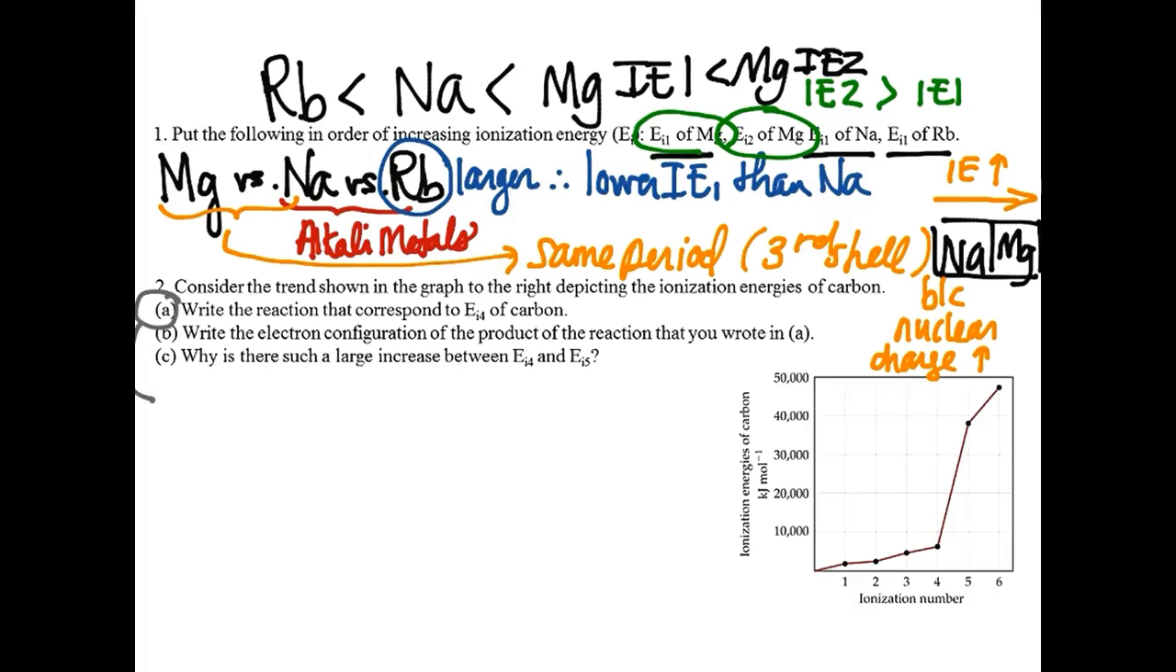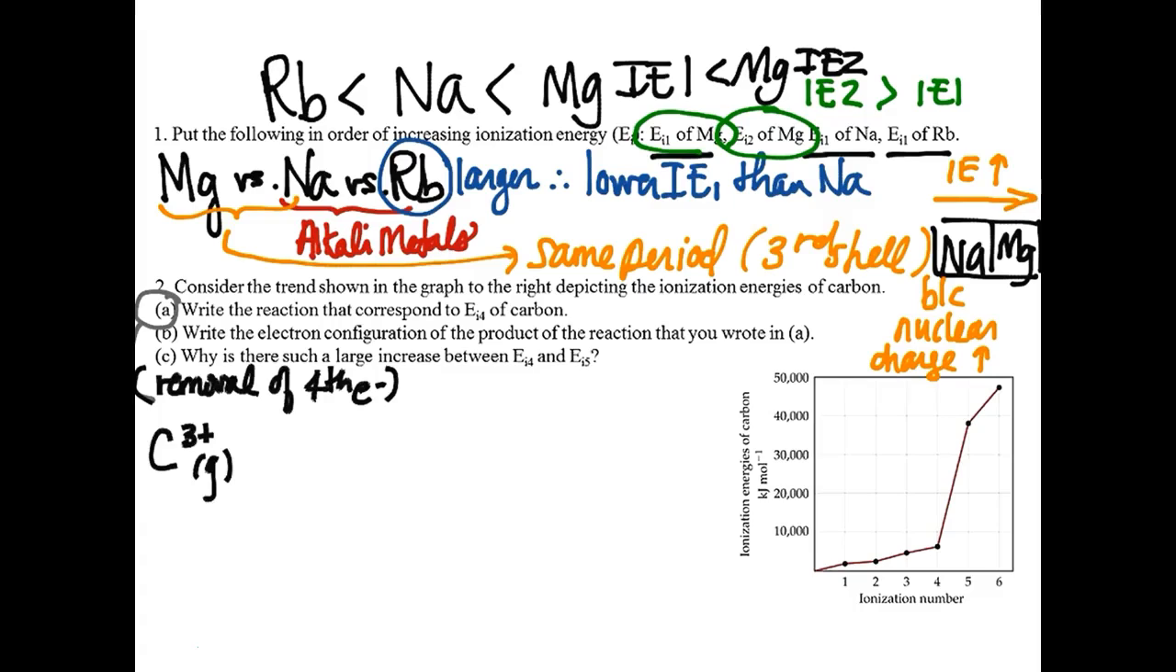We're going to move on and do 2A. Consider the trend shown in the graph to the right depicting the ionization energies of carbon. And part A says we're going to write the reaction that corresponds to EI4 of carbon. So this is the fourth ionization energy of carbon. This is the fourth electron that we're trying to remove. Removal of the fourth electron means that we've already removed 3 electrons, which means that carbon is a +3 charge.